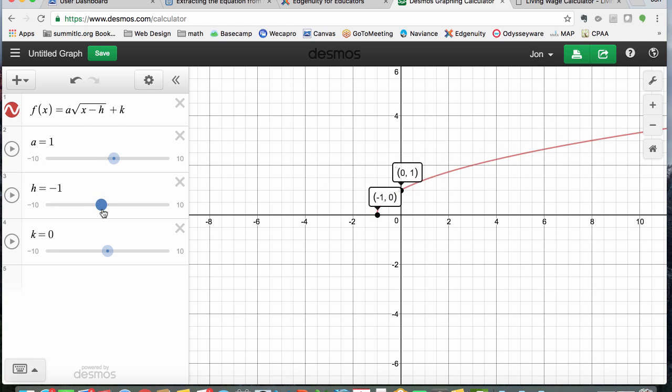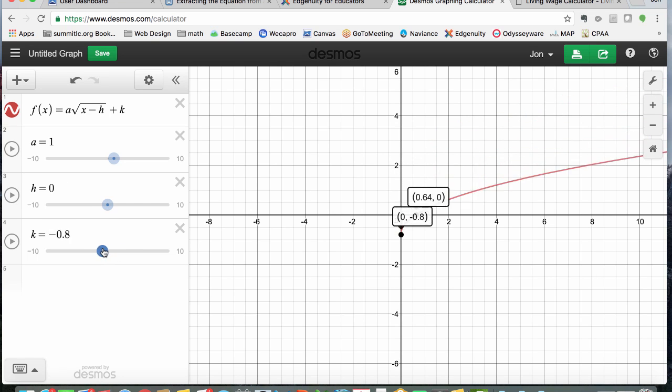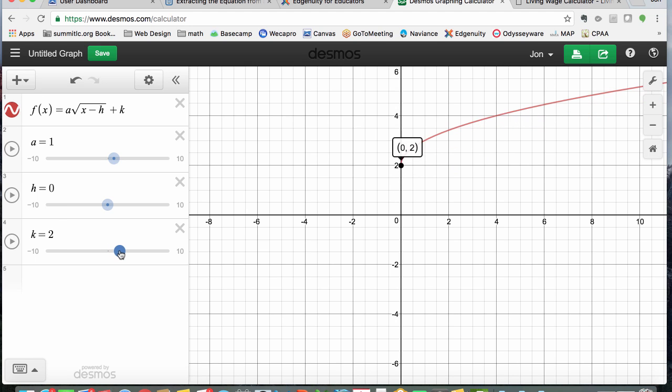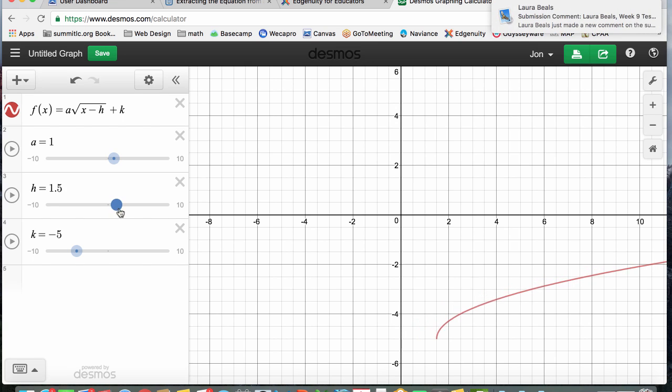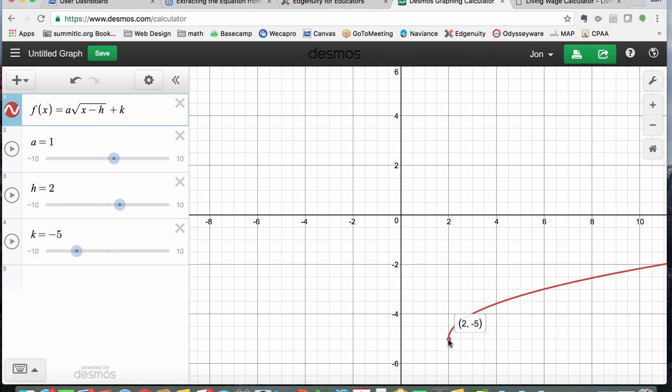Okay, let's play with k now. Let's leave h at 0. K, so y-intercept, right? If I make k at 2, where does it start? It starts up 2 units. Instead of 0, 0, now it starts at 0, 2. If I make k negative 5, now it's going down 5. If I move h and k, there's moving 2 units to the right and 5 units down. So h and k together tell you where your square root function starts. It's the first starting point.